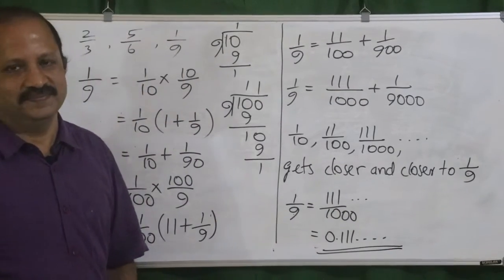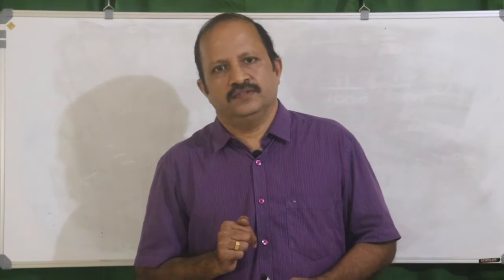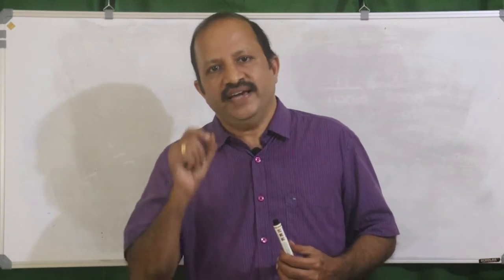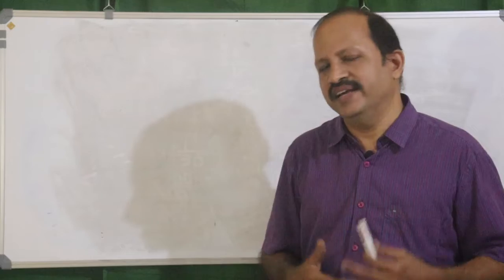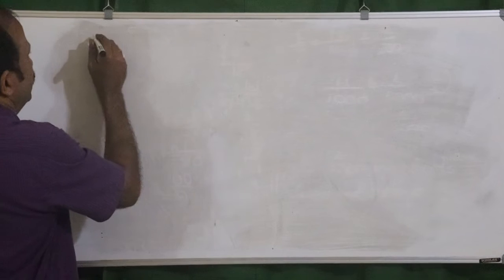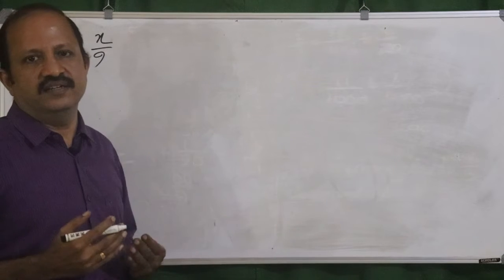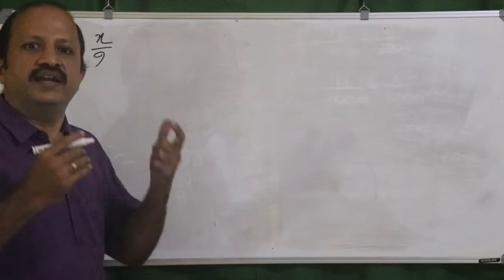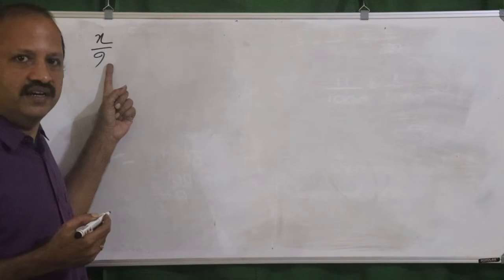Okay, we have to do the last one. 1 by 9 is the fraction in decimal form. Now, fractions with denominator 9, that is the generalization, the next question. Second question: we take a fraction x by 9. It is in terms of 1 by 10s, 1 by 100s. Let us find how many 10s by 9 contribute.